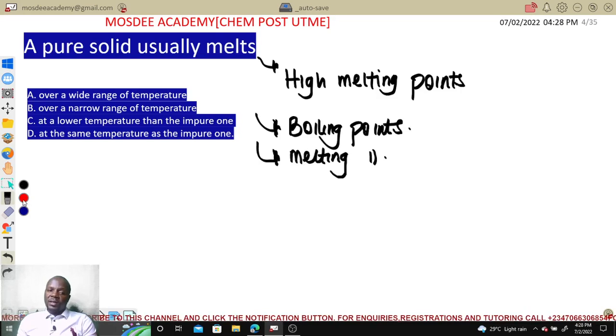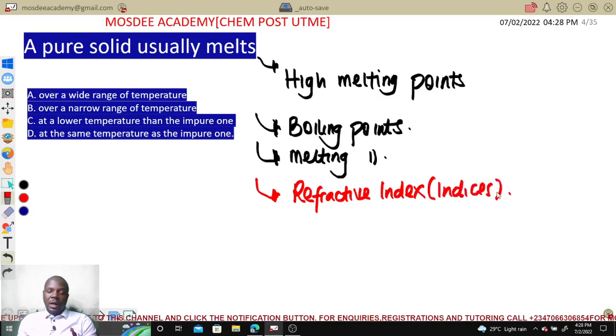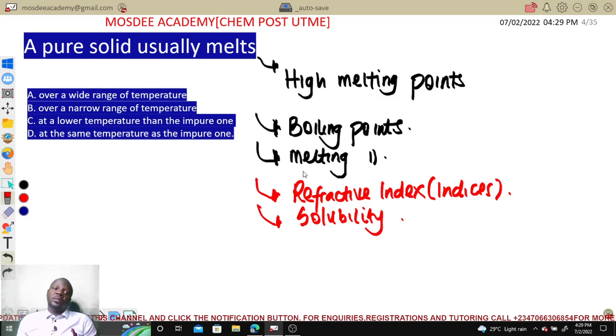We also check their, sometimes we look into their refractive index or indices as the case may be. That's just singular and plural. So boiling, melting, then you can say solubility. So the rate of solubility, all these things are physical properties that you have studied in junior classes.